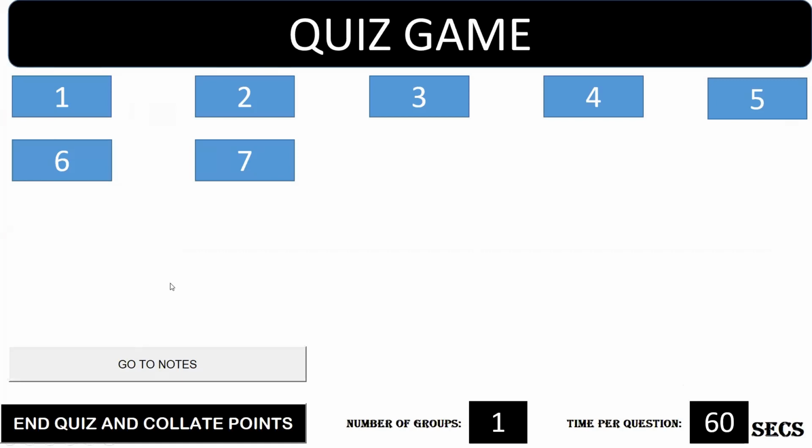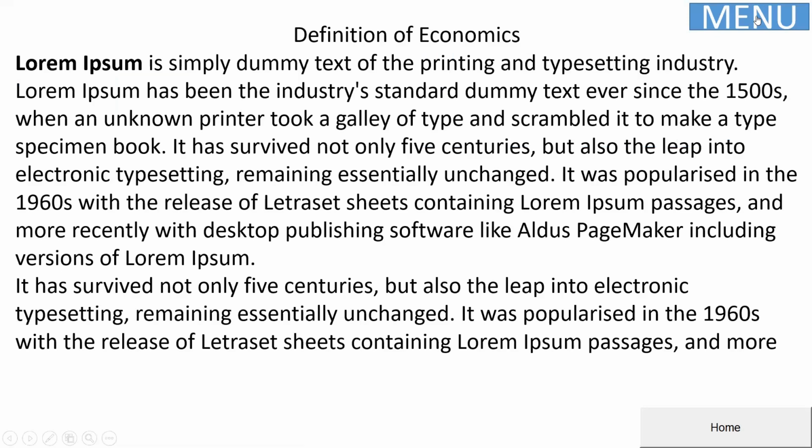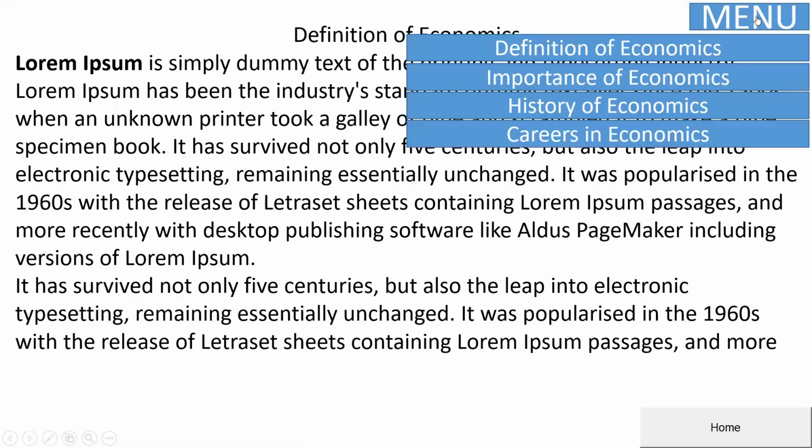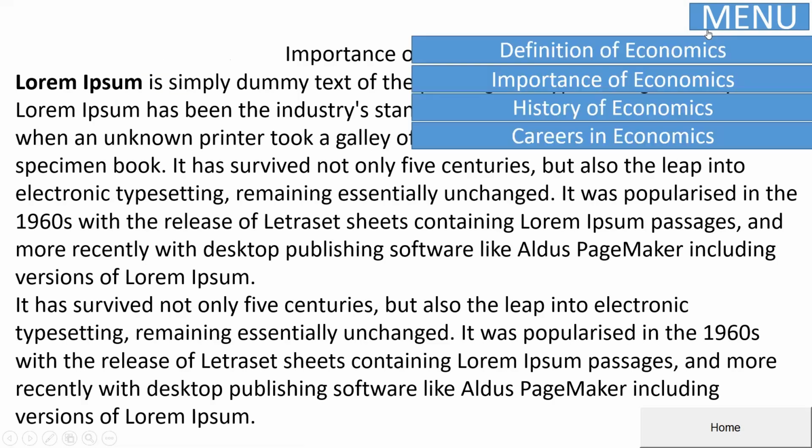So guys, here we have it. I'm going to go to notes because I want to teach this lesson. I want to explain things to my students. Go to notes and take this off. Definition of economics is this, is that. And right after that, I will go to importance of economics. And if you want, you can toggle the view of the drop-down menu. Just click on that menu tab. Importance of economics, and I have finished my explanation on that.